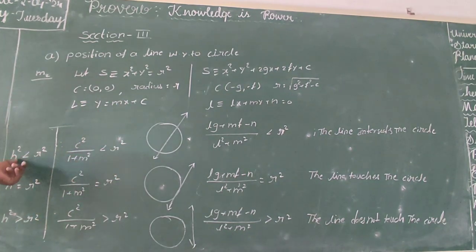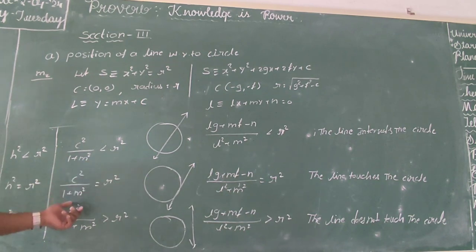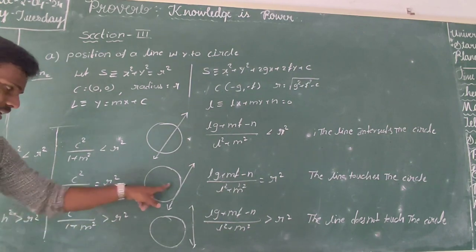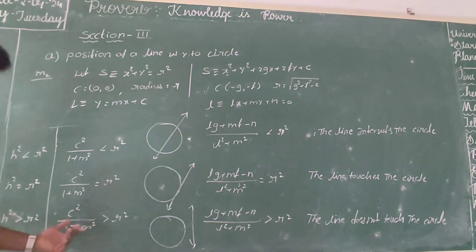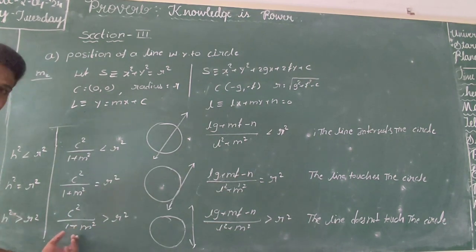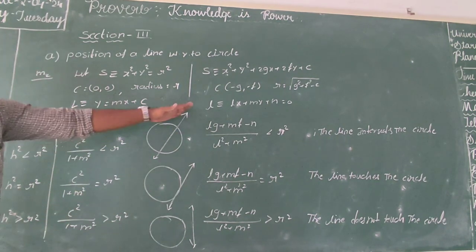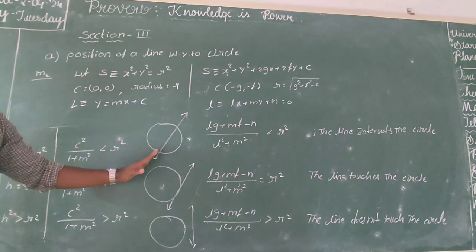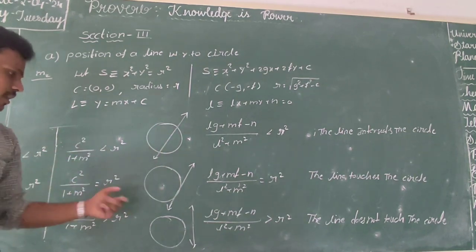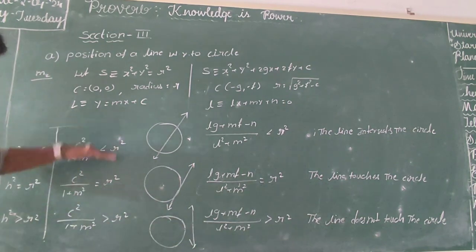If the perpendicular is less than the radius, the condition is c square by 1 plus m square is less than r square, and the line intersects the circle at two points. Here c square by 1 plus m square equal to r square is the condition when the line touches the circle. Here c square by 1 plus m square is more than r square, meaning the perpendicular distance is more than the radius, so the line does not touch the circle. These are the three conditions.